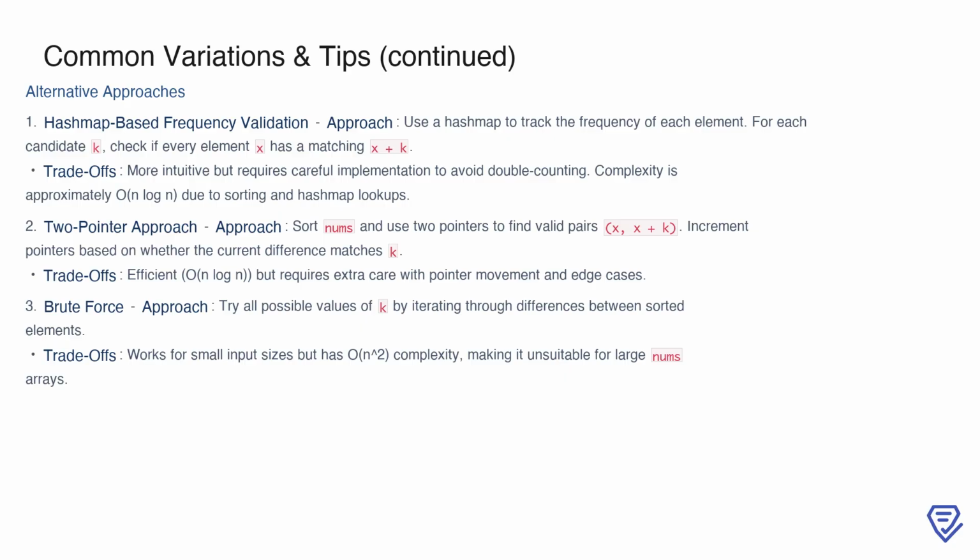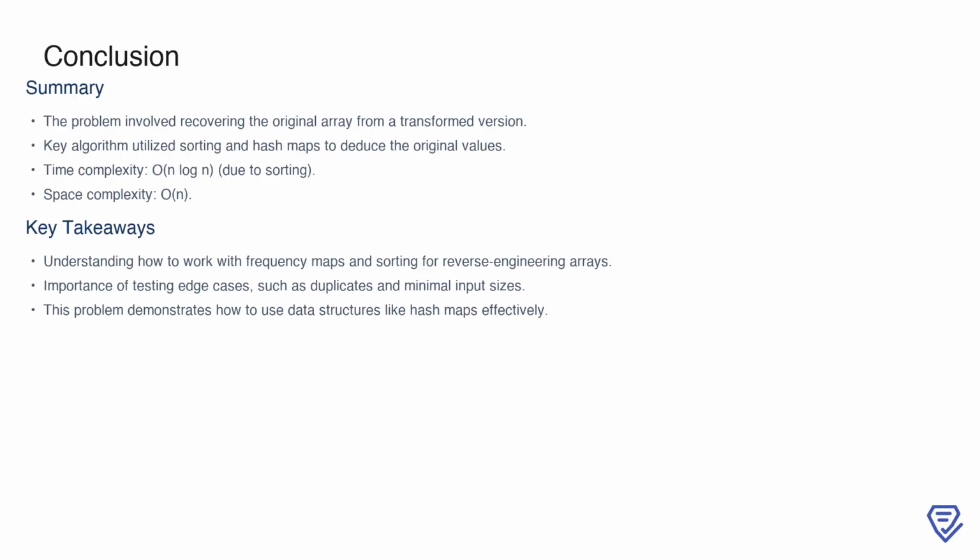Finally, there's the brute force approach, which involves trying all possible values of k by iterating through the differences between sorted elements. While this can work for small input sizes, its O(n²) complexity makes it unsuitable for larger arrays. Each of these methods has its trade-offs, so it's important to choose the one that balances clarity and efficiency for the given constraints. Great work!